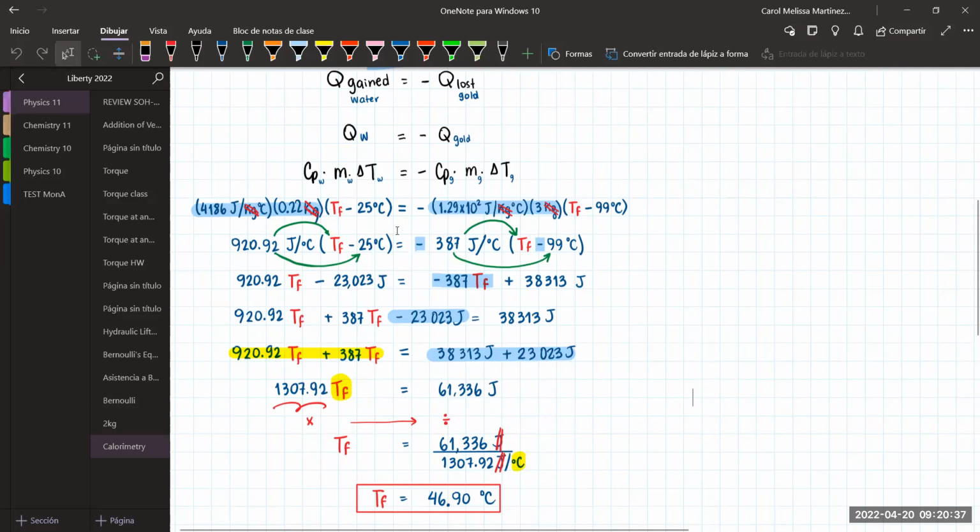Just watch out for the sign. Don't forget the sign. Don't be like Martinez. Don't forget the sign. And just be careful when isolating, okay? Because this one was subtracting. When it comes to this side, it comes adding. This one subtracting. When it goes to the other side, it goes adding.